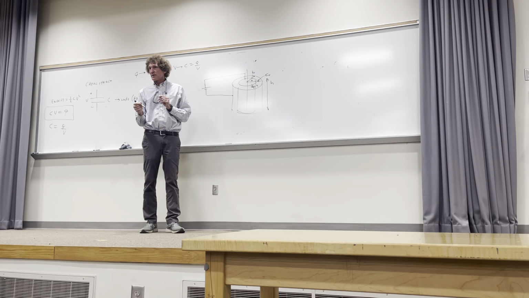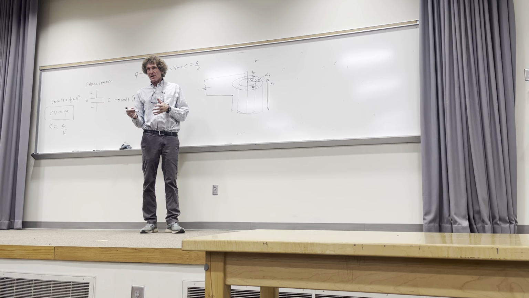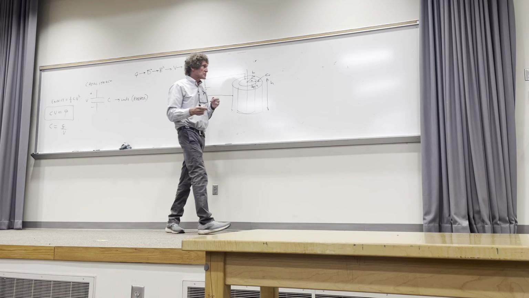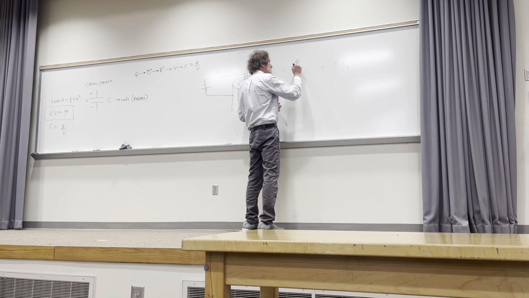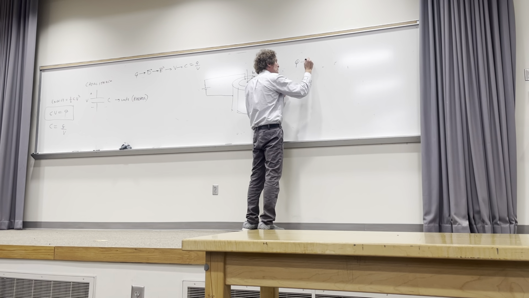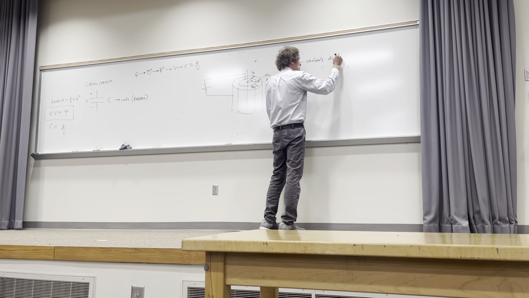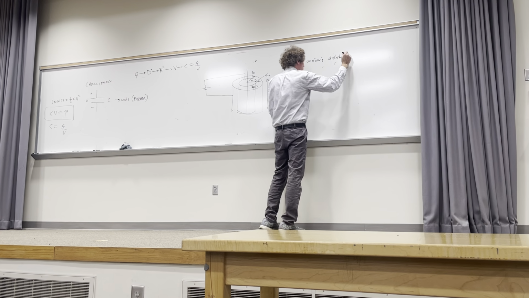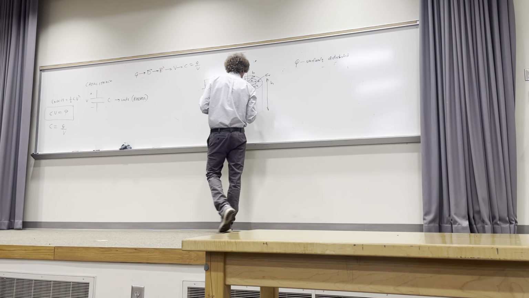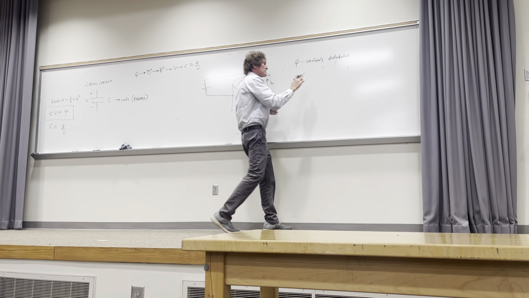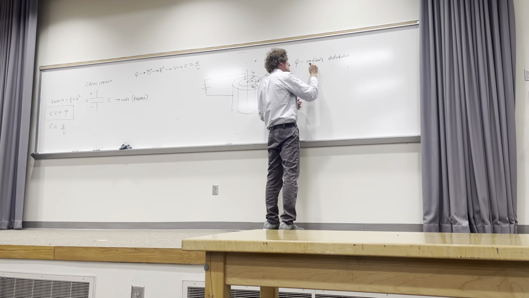So now, anyone, help me out here. What did I do last time? Starting with, assume Q. I assume Q. So I'm going to assume Q, and I'm going to assume it's uniformly distributed around the inner surface.